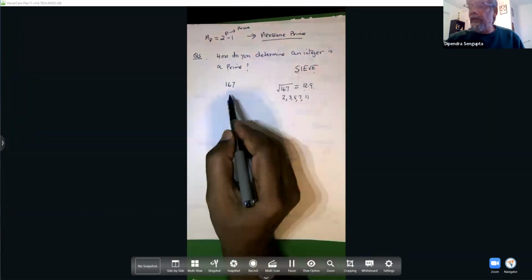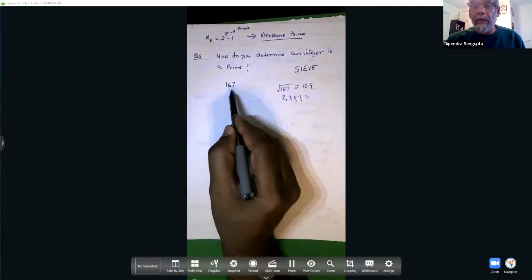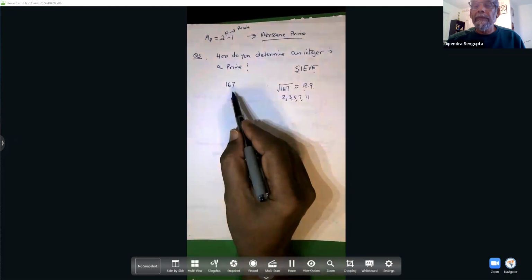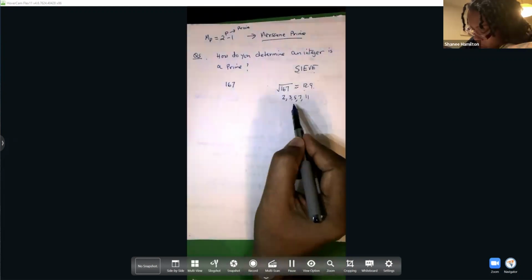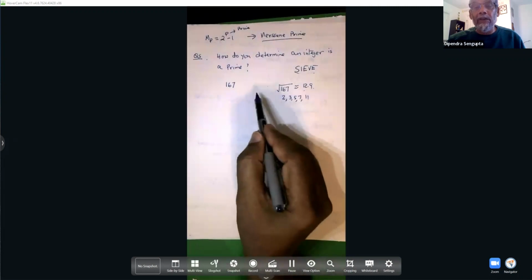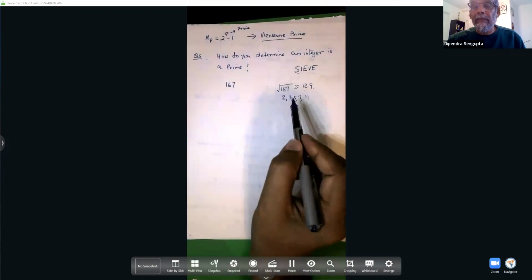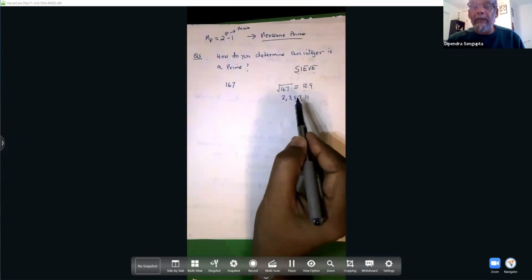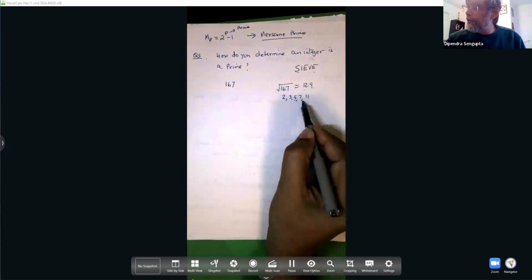So it's not divisible by 2 because it's not an even number, right? Is it divisible by 3? No. Is it divisible by 5? For anything divisible by 5, the last digit will be either 5 or 0, right? So it's not divisible by 5. You can divide by 5 and you don't get a whole number. Is it divisible by 7?